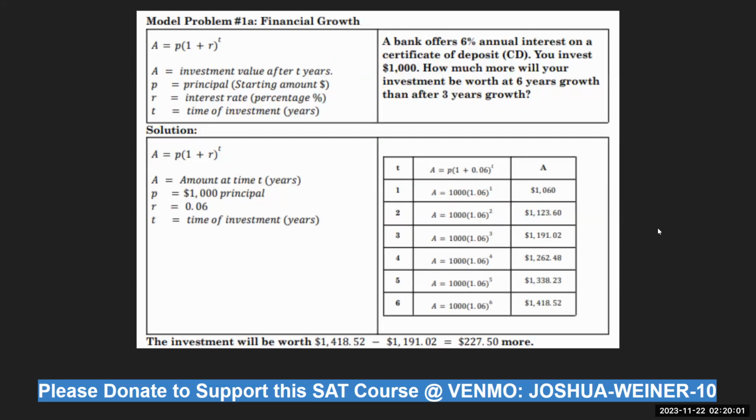Here's a problem for financial growth, model problem number 1. And here we're using the growth formula for simple interest. We have that A will be the final value of the portfolio invested after T years. And we know that P is the principal or starting amount, R is the interest rate, and T is the time invested. I'm going to color code this so you guys can see it.